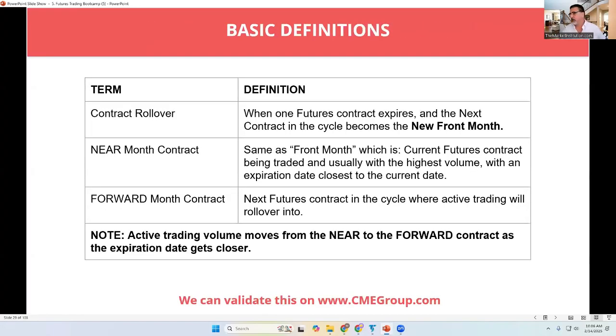Some more basic terminology here. Contract rollover. Now, contract rollover generally happens a few days before last trade date. Contract rollover is when one futures contract expires and the next contract in a cycle becomes the new front month.